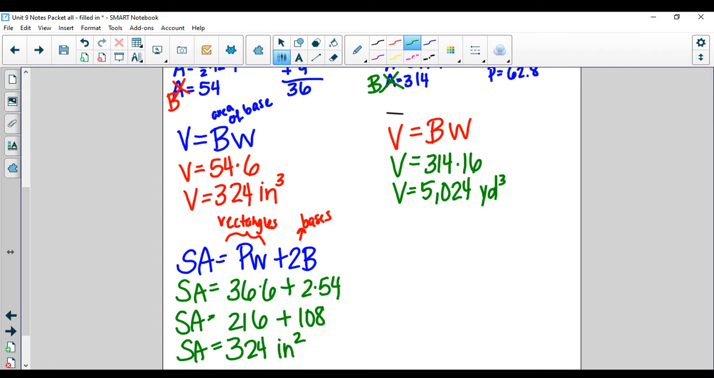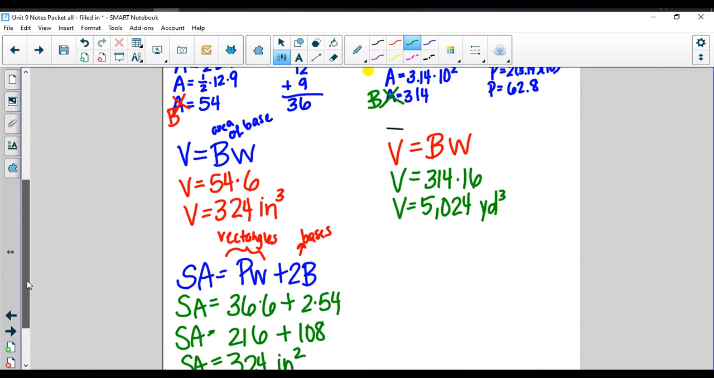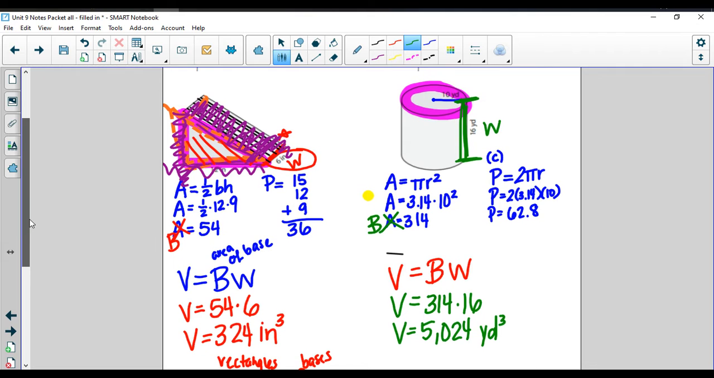Keeping in mind, surface area is an area, so it's a two-dimensional thing. Remember, this represents the flat surface here if we were to unfold this. So we have 324 square inches for our triangular prism.